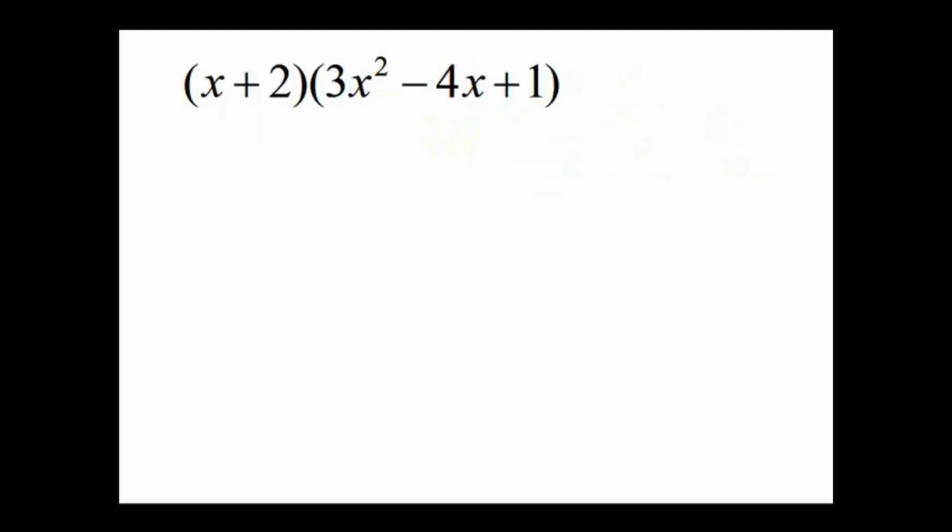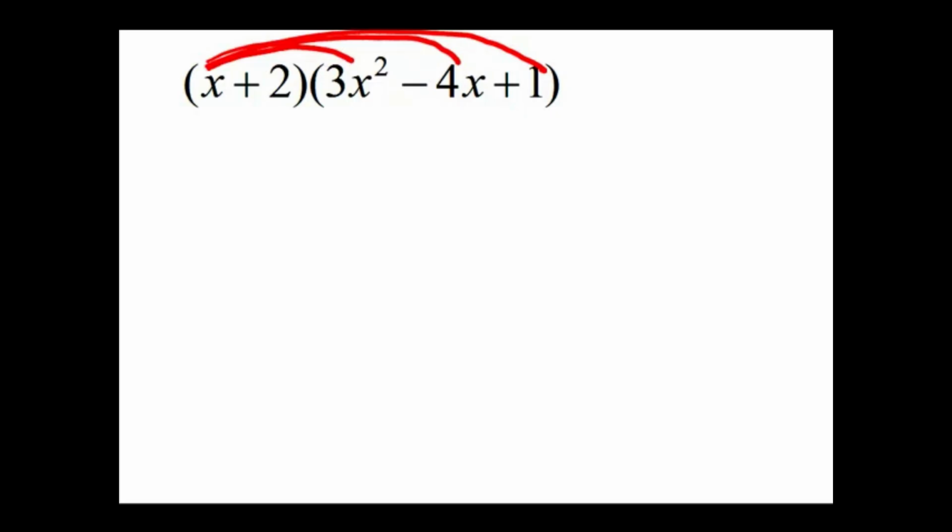This problem is longer than a FOIL problem. It has a binomial times a trinomial. There are 2 techniques that we'll look at for this problem. One is to just distribute twice. Take the x times everything in the second parentheses. And then we'll switch and take the 2 times everything in the second parentheses.